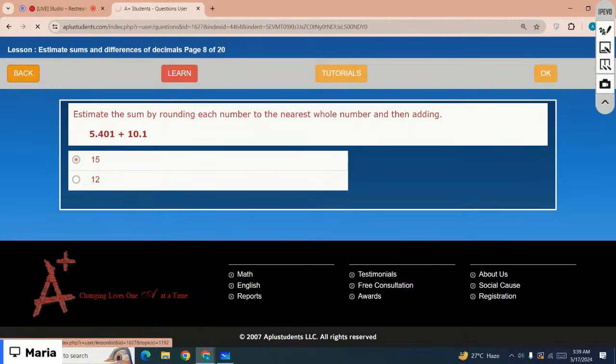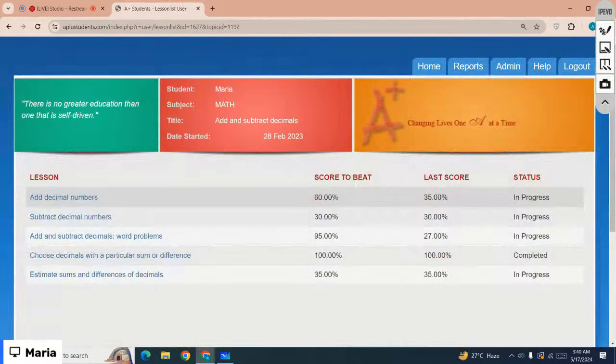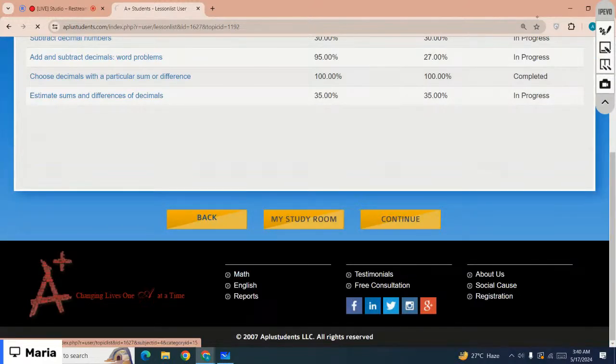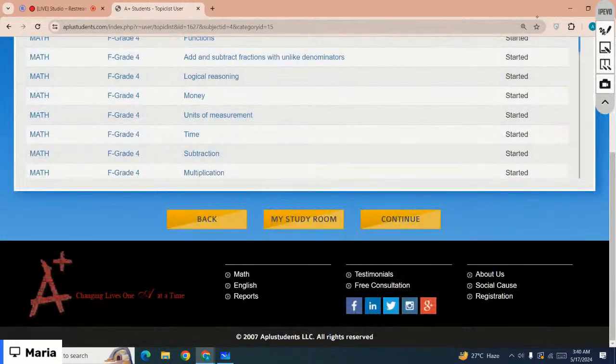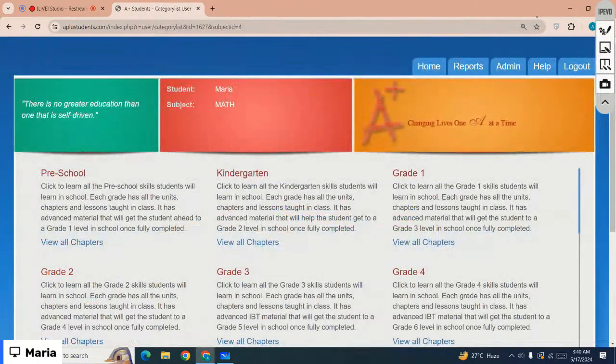So, we were working on grade 4 math. The chapter we were working on is add and subtract decimals. The lessons we have covered today are add decimal numbers, subtract decimal numbers, word problems you have to do on your own, choose decimals with a particular sum or difference, and estimate sums and differences of decimals. So please make sure before the next session you complete all the practice questions for the lessons we did today. That is your homework until the next session, right?